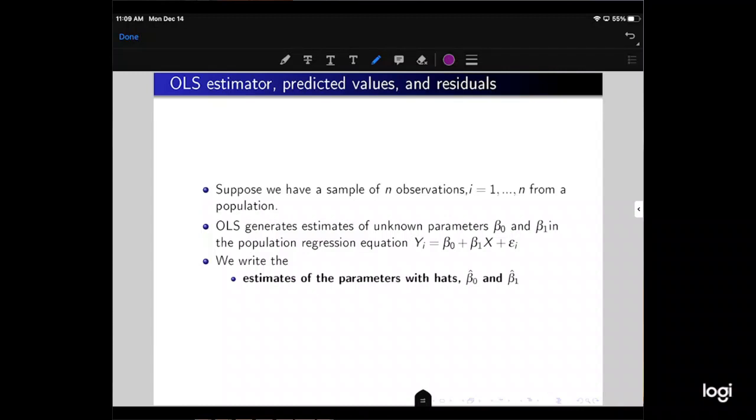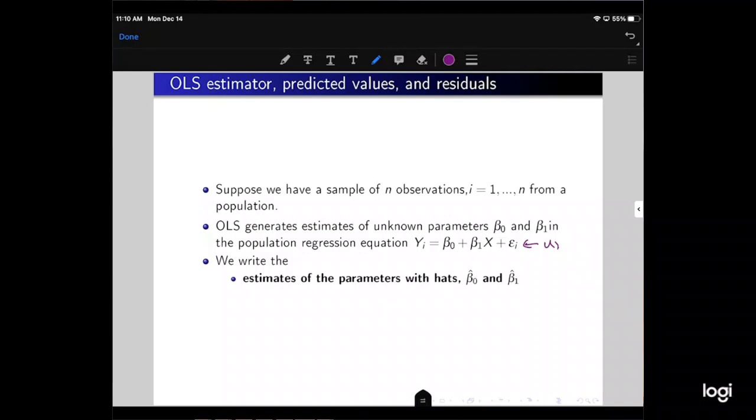Suppose we have a sample of n observations, i equals 1 to n, from a population. OLS generates estimates of the unknown parameters beta 0 and beta 1 in the population regression line, yi equals beta 0 plus beta 1 x plus epsilon i. Here I've defined the error as epsilon i, it could be ui as well.